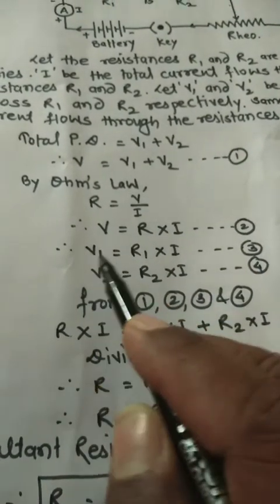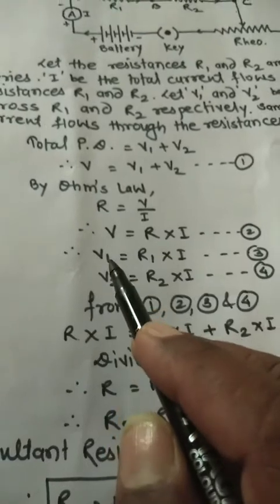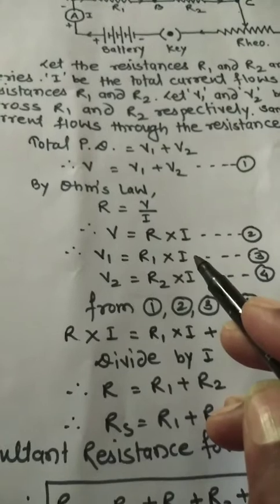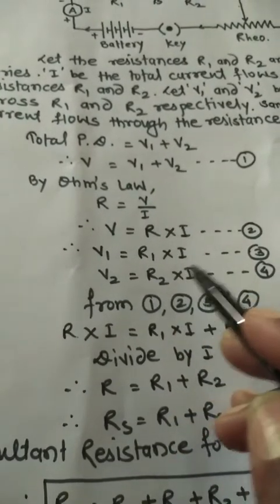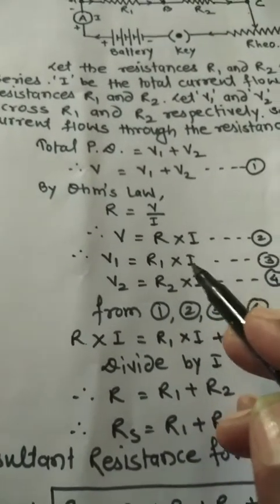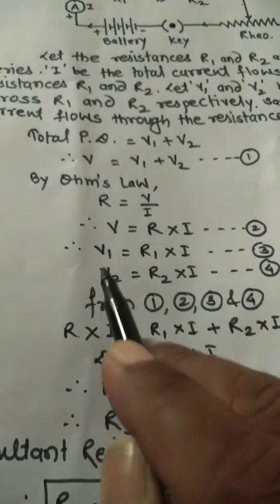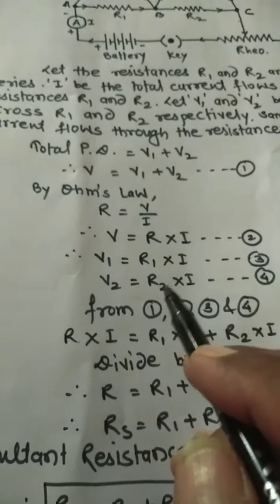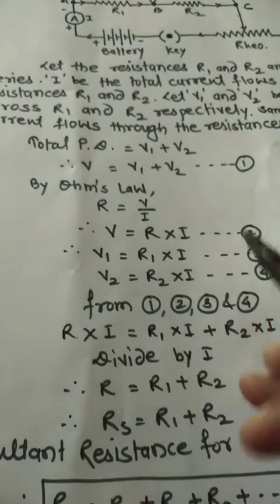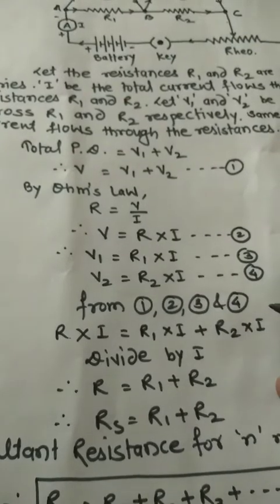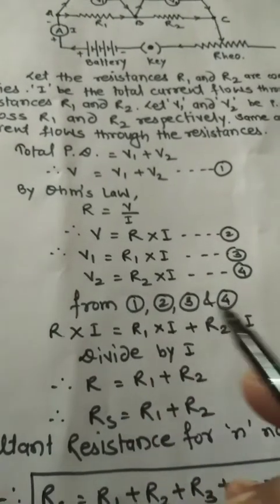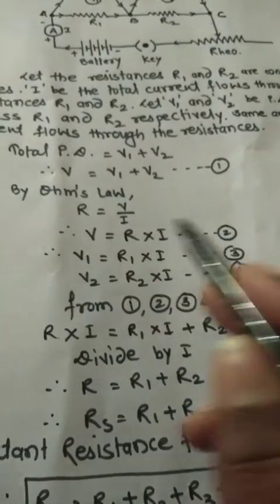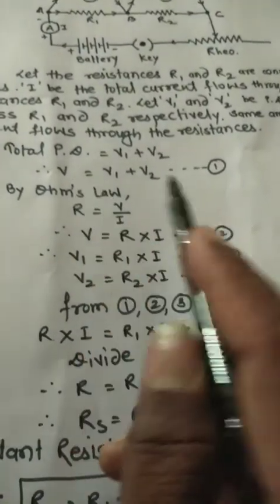So the potential difference across R1, that means V1 equals R1 into I. Why here did we take I only? Because here the current is same. That's why we took I here. The potential difference across R2, that means V2 equals R2 into I. We gave the numbering, from 1, 2, 3 and 4. So these values we have to substitute in equation 1.